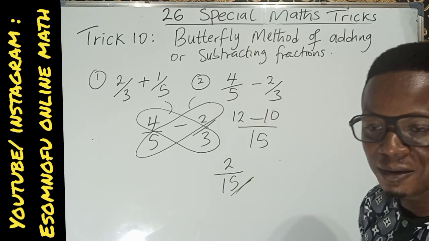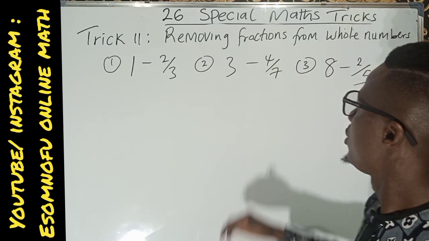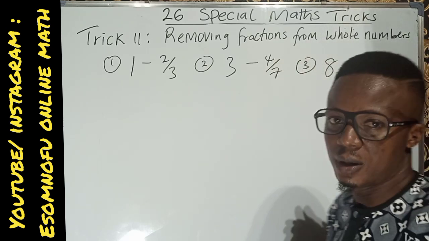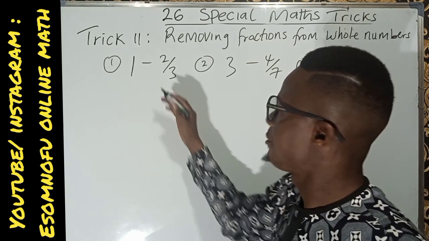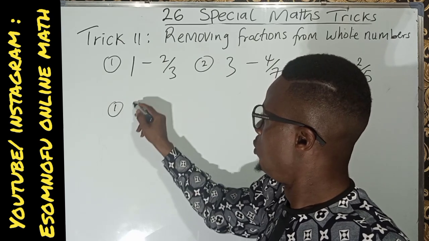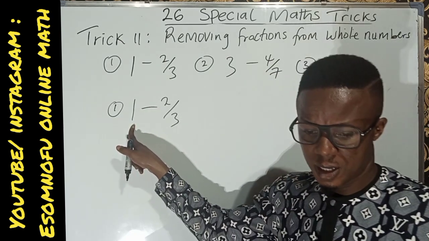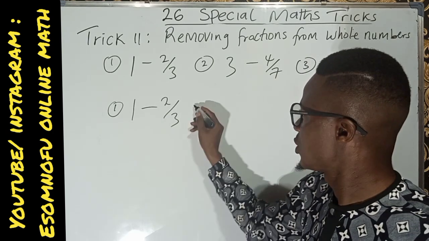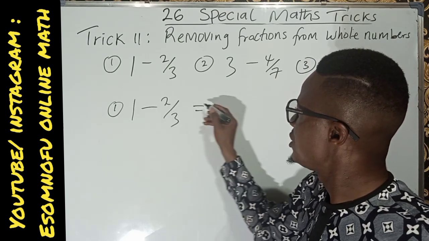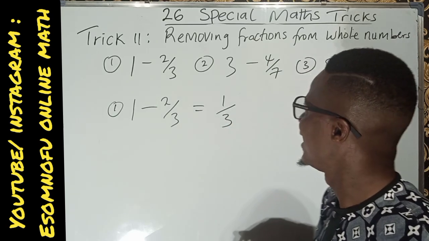Let's go to trick number 11. Okay, so this is trick number 11. Call it removing fractions from whole numbers. Provided that you have a proper fraction that you want to remove from a whole number, for the first one, where you have 1 minus 2 over 3, provided that the number here is 1, don't stress yourself. Just call it 3 minus 2 is 1 all over 3. Finish, and that's the answer.